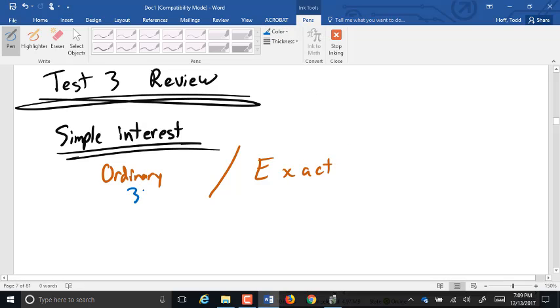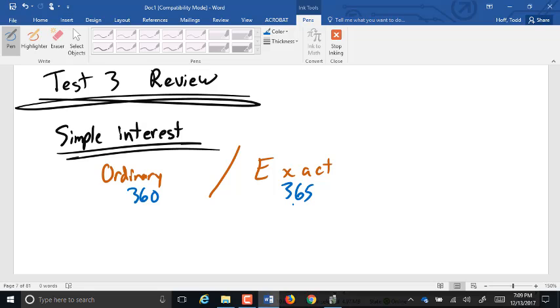Yes, 360 days in a year for ordinary, 365 for exact. Now, if you're counting days, if money has been in there from like January 1st to December 30th, that's 364 days. You still use 364 days. It just goes over 360 for ordinary. So it's weird because you're still counting days exactly. It just goes over 360.